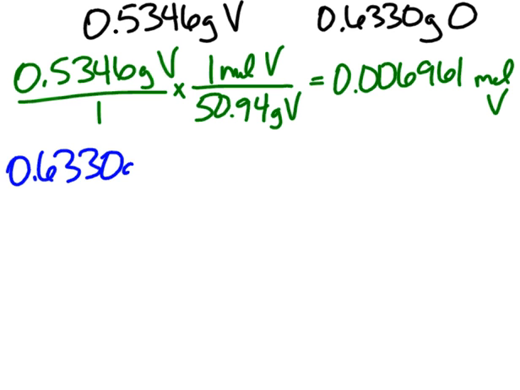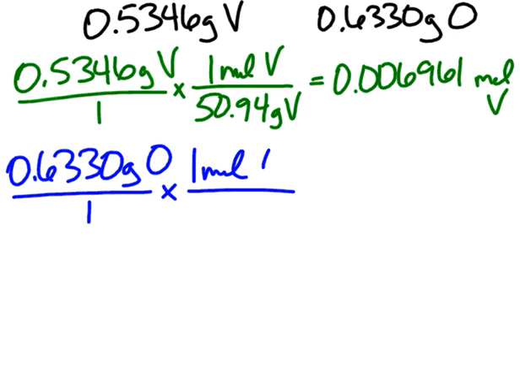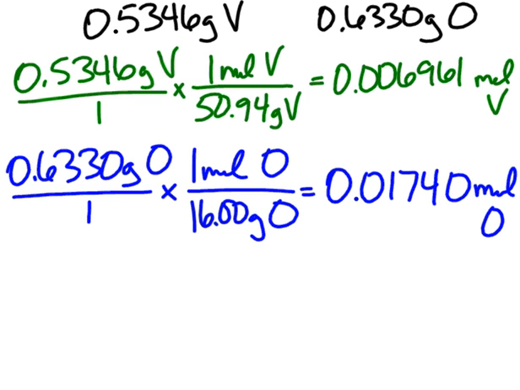Then oxygen, 0.6330 grams of oxygen over 1. For every 1 mole of oxygen, I have 16.00 grams of oxygen. And I'll end up with 0.01740 moles of oxygen. Of course, this number is bigger than the moles of vanadium.